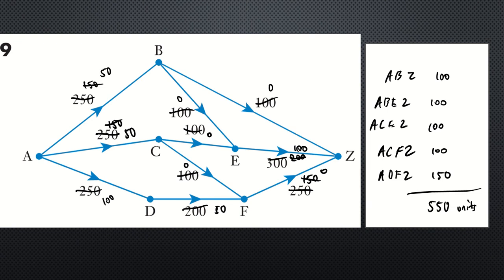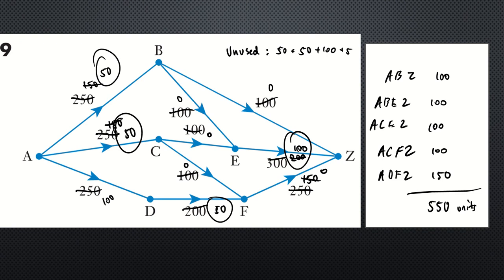The only other thing I might want to say, notably, you can tell in this question that we have unused flow. And there's 50 there. And so that's that. We've got another 50. This is just to help your understanding here. And 100. So that's 350 unused.